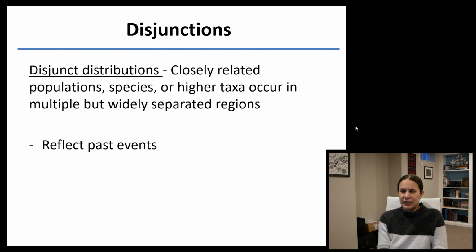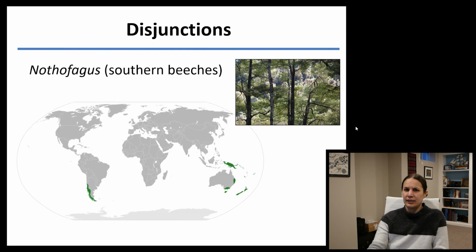So, quick definition: a disjunct distribution is when closely related populations, species, or higher taxa occur in multiple regions on the planet that are widely separated. And again, they most often reflect past events. I'm going to show you a few examples, and I've only got 3 examples to show you.